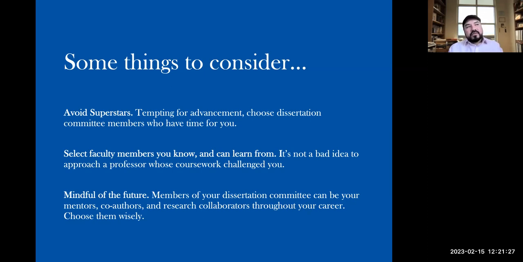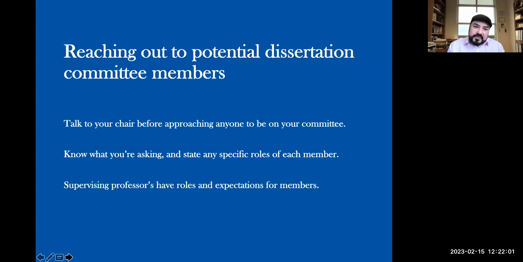So invite folks that you've been taking courses with, and that's one of the advantages, that you would have learned what some of the research interests and research expertise of the faculty in your department are. Also be mindful of the future. Members of your dissertation committee can be your mentors, co-authors, and research collaborators through your career. Choose them wisely. Choose someone that's going to support and advance you as a researcher, as a novice researcher, as a first-time tenure track professor.